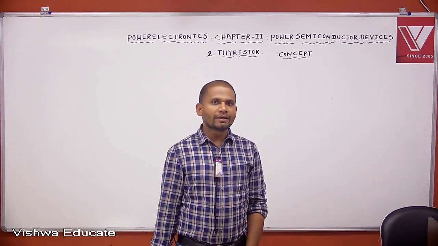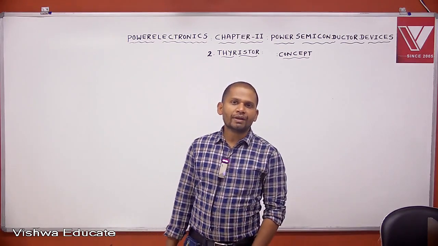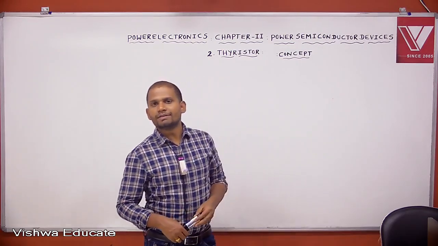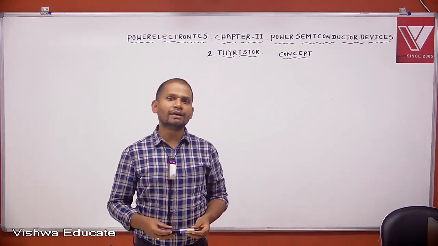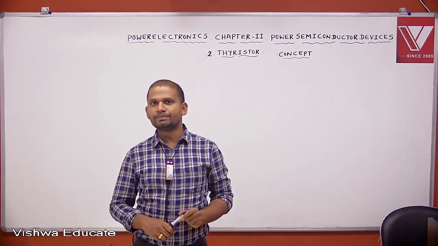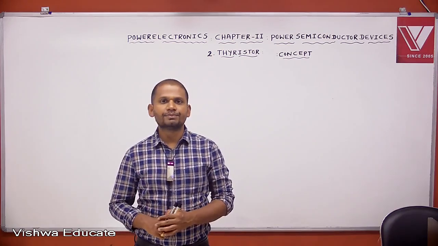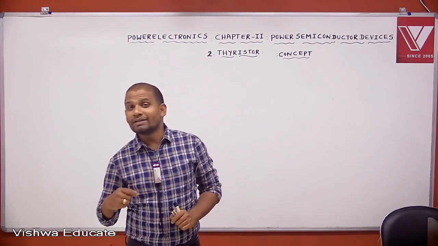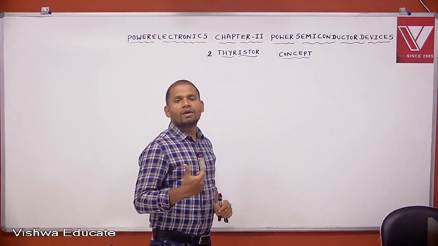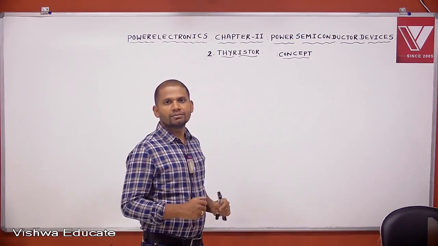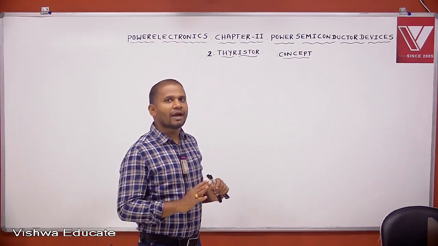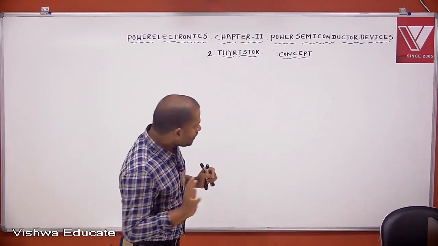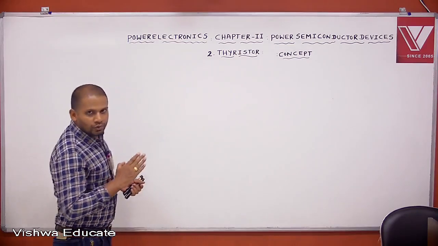In the turn-on characteristics, I defined what is delay time, what is rise time, and what is spread time. And I discussed the importance of delay time, the importance of rise time, and the importance of spread time. Then the total turn-on time of SCR is delay time plus rise time plus spread time. Now I want to continue with that topic.